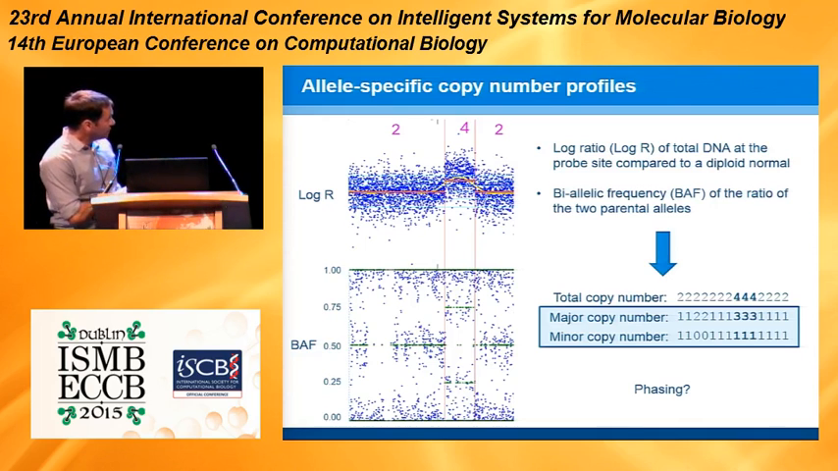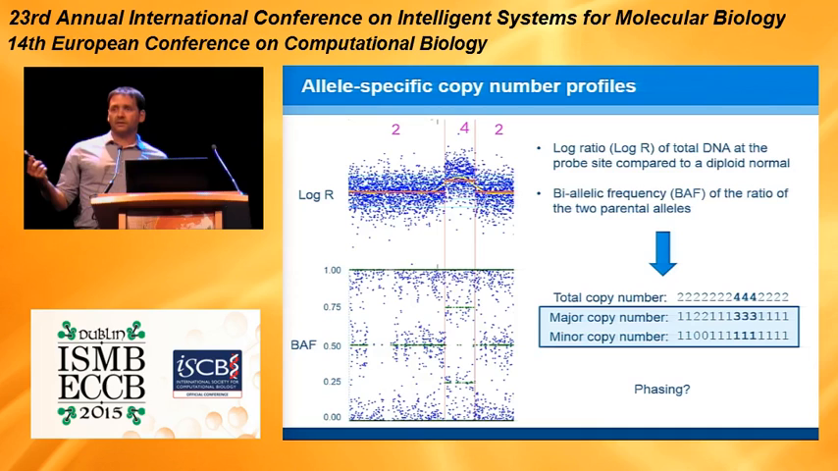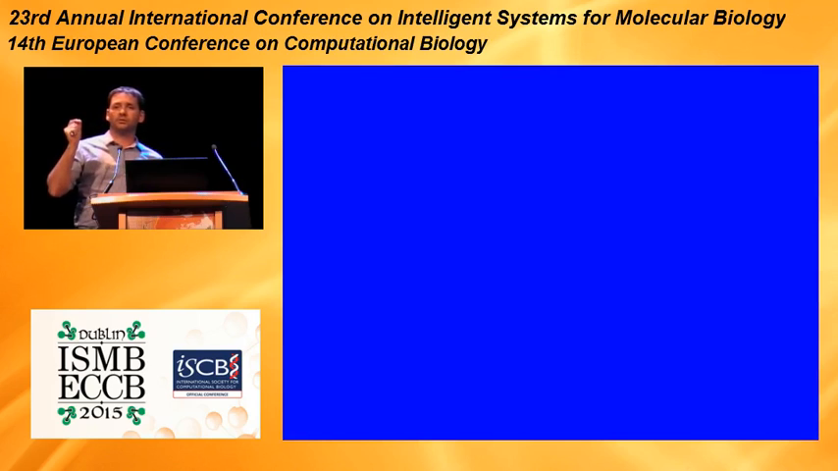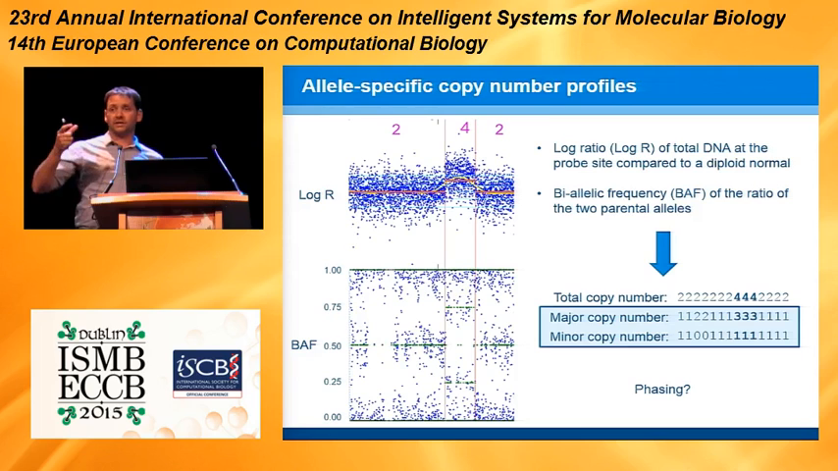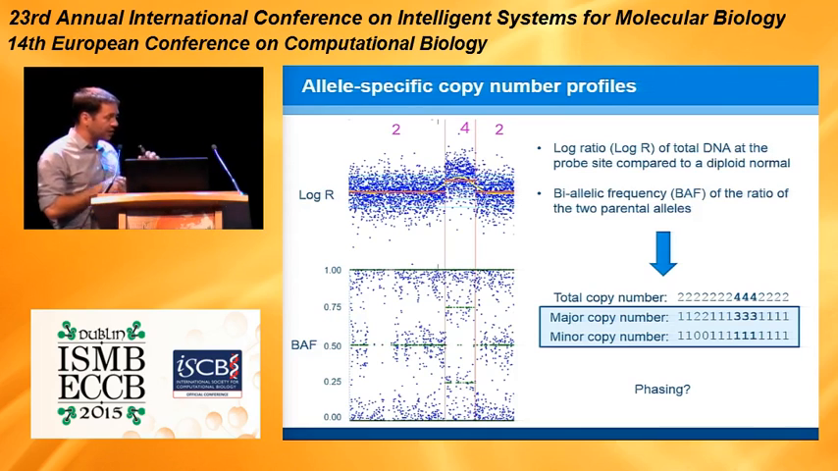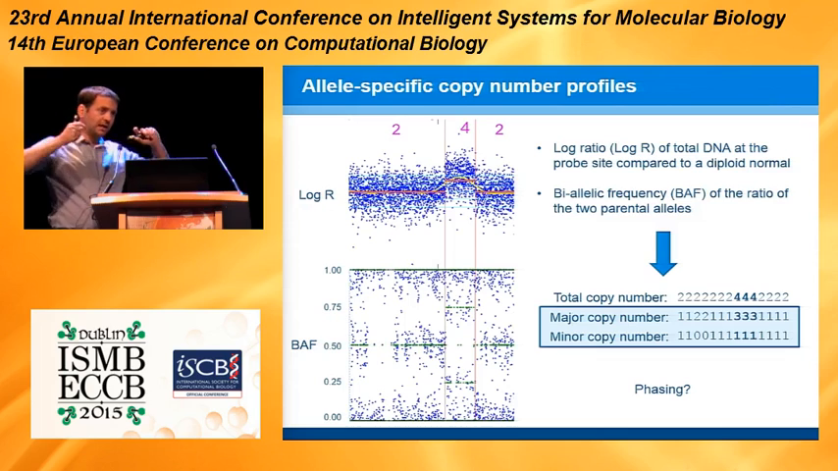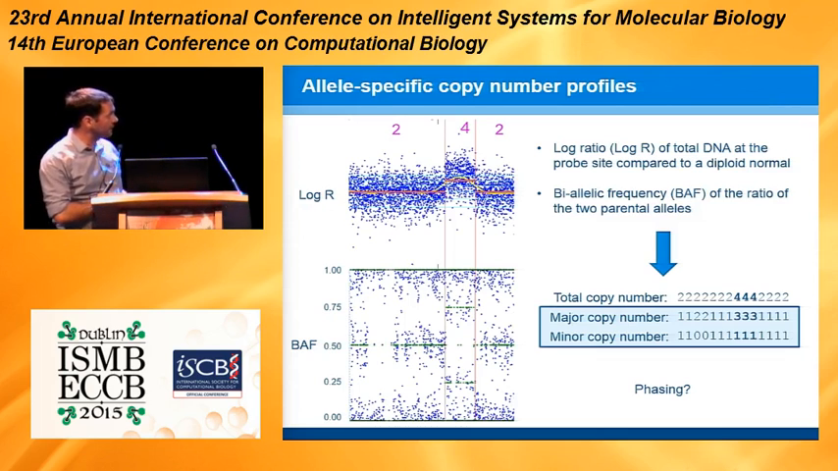What that means is that for each segment, and technically even for each probe, while we know that one of the two copies, say, must be 2 and the other copy must be 1, we don't know which physical parental allele the copy number state 2 or the copy number state 1 is assigned to. And this can change at each segment, technically even at each position. And sorting out the physical assignment of those copy numbers to the parental alleles is called phasing.